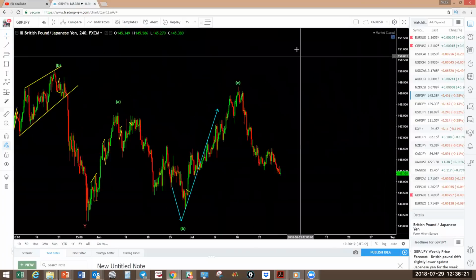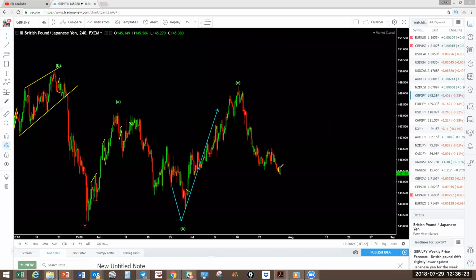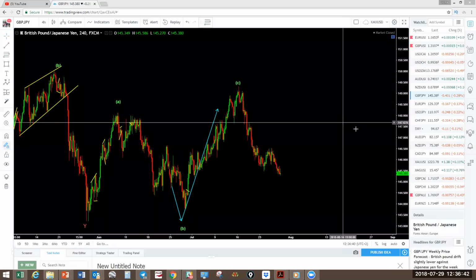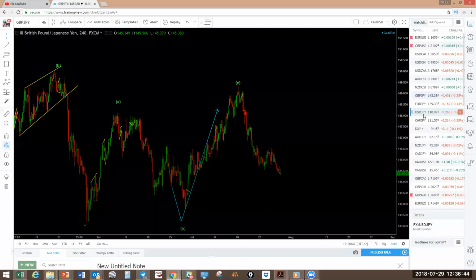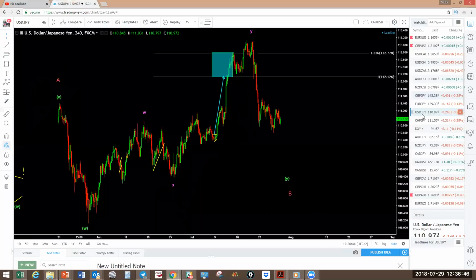So here, you may get another correction. This one does not have to be big. You can see that this one was a little bit deeper. So this one can be just the same size as this one for a move back down to that level. Okay, so pound still has some way to go to the downside. So keep selling pound yen. Right, so now let's look at US dollar JPY.